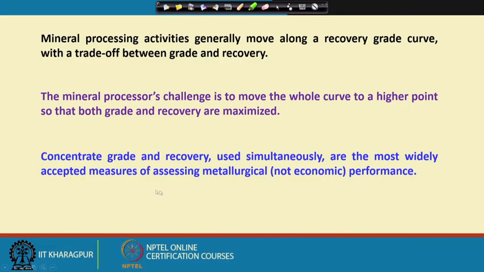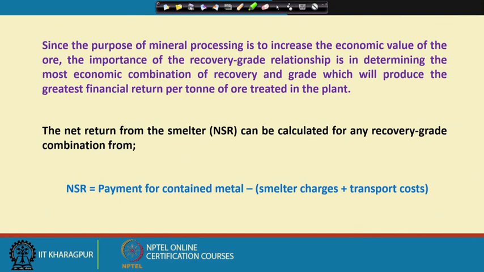So, concentrate grade and recovery used simultaneously are the most widely accepted measures of assessing metallurgical performance. It is not related to economic performance. So, now the question naturally comes, what is the optimum grade and optimum recovery for a particular operation? That is the question, we will try to answer it in due course of time.